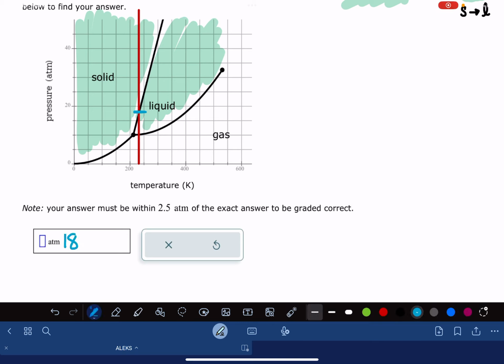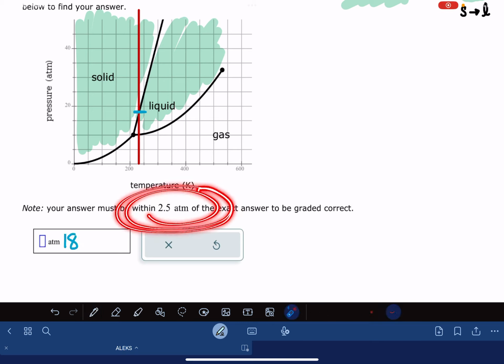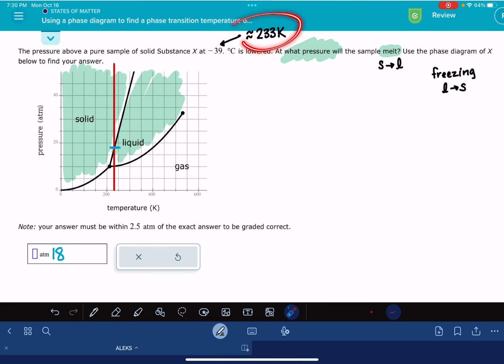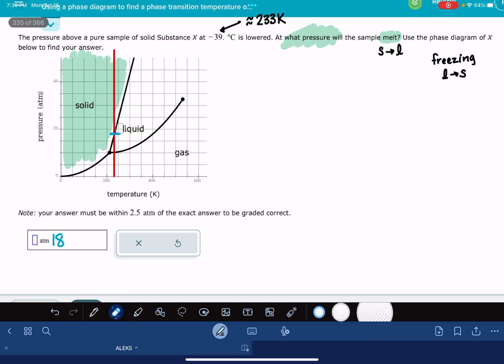18 atmospheres. And then notice that ALEKS is giving us a little bit of wiggle room. So we've got like 2 atmospheres above or below. So that's a total of like 5 atmospheres of range for us to be able to get this pressure correct. So I feel pretty confident that even though we rounded and we're estimating off of this axis, we're going to be able to get the pressure pretty correct. So let's think about some of the other ways in which this problem could be phrased, because like I said, there's a lot of different variations of this particular problem.